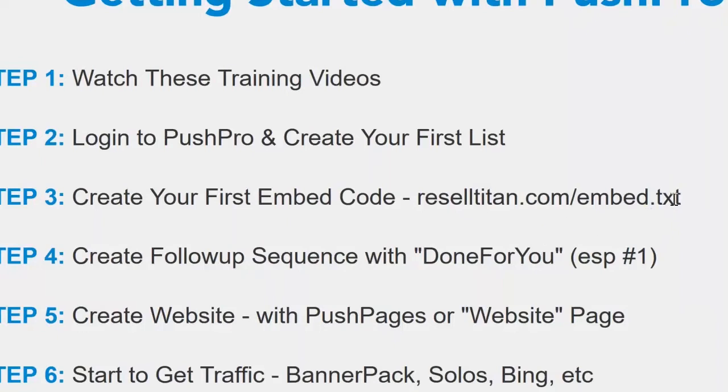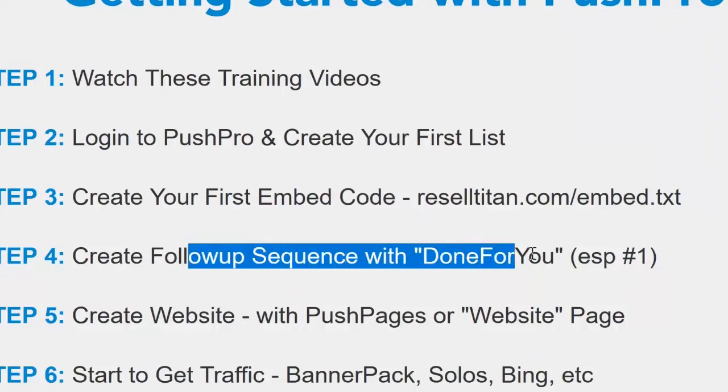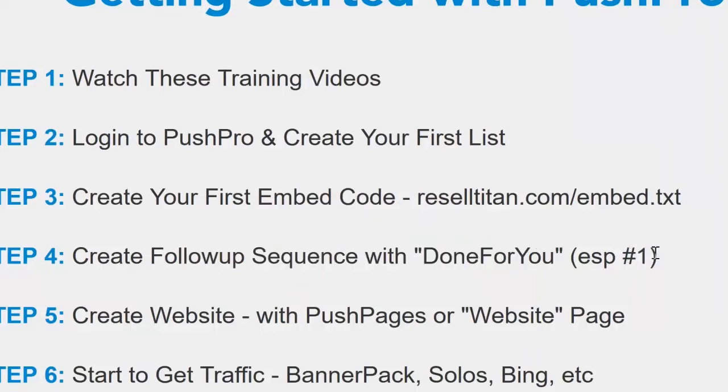Once we've done that, we now have our list set up, we have our embed code set up, and we have our first follow-up sequence, and potentially a few follow-up sequences that you've set up. So what we need to do now is to create our first website. And there are 2 ways to do this. One is using Instant Push Pages, which is a separate software tool, or the second way is to use one of the websites that I provide inside of the Push Pro software.